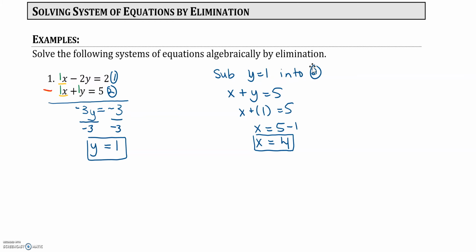So the solution to this system is 4, 1. And we've actually worked with this example already. In the previous video, we looked at verifying that it was a solution to the system, and we also looked at solving this graphically.